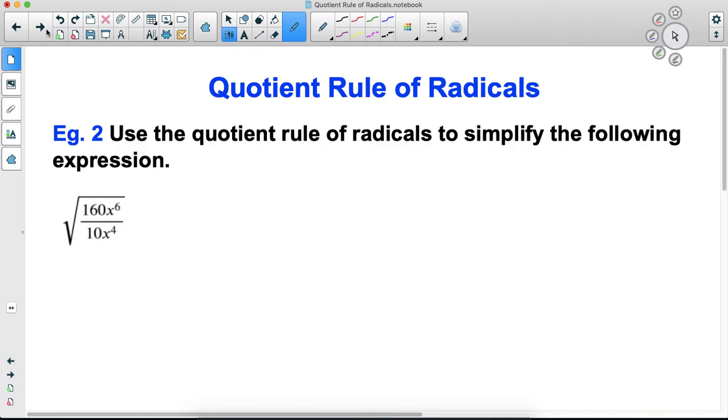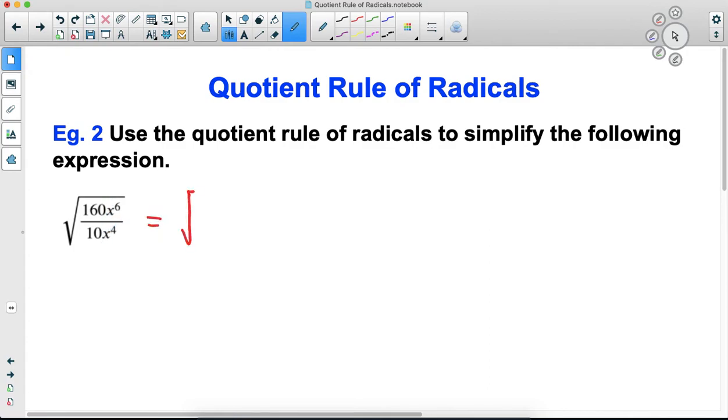Example 2. Use the quotient rule of radicals to simplify the following expression. Take a look at this one. We have the radical of 160 x to the 6th divided by 10 x to the 4th. So before we even apply the properties or the rules of radicals, what we can try to do is to simplify this particular quotient inside the radical. So let's do that first.